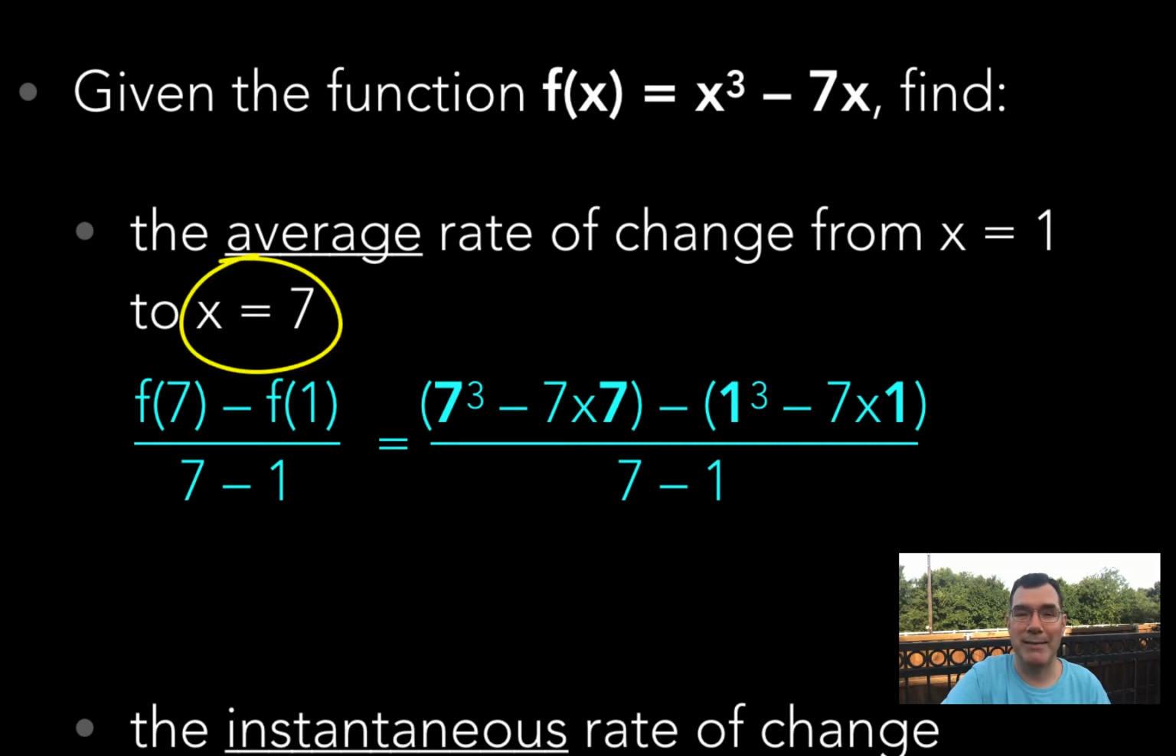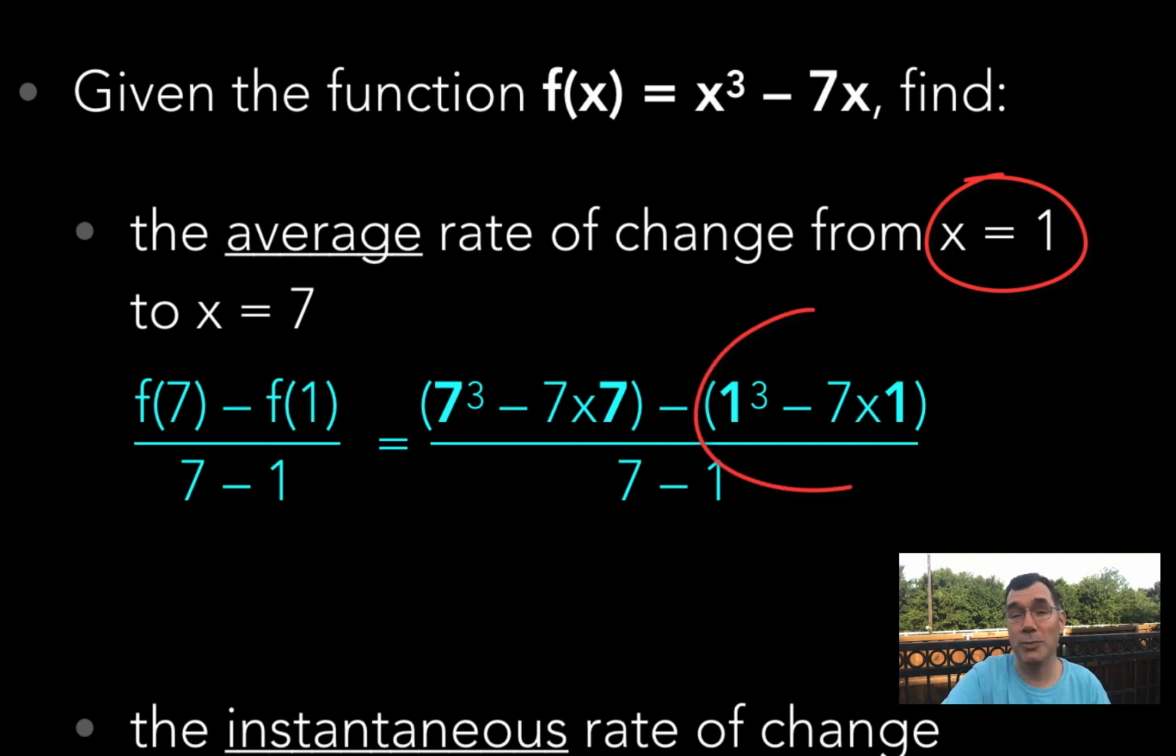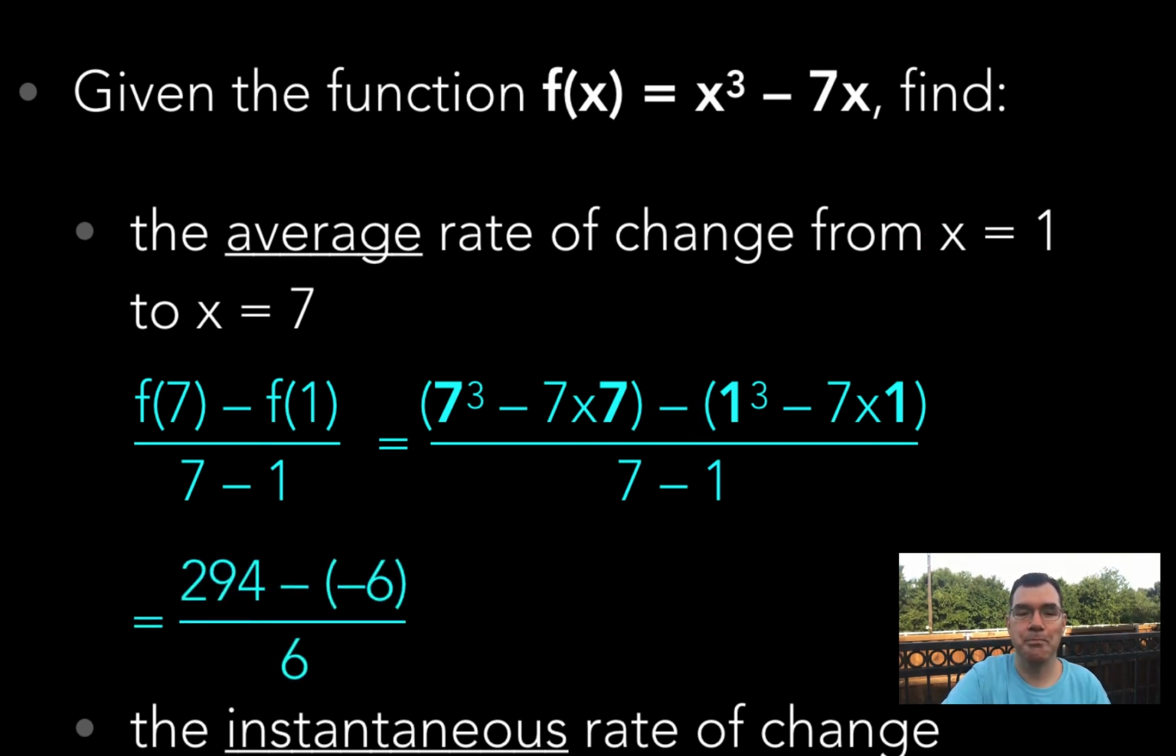So when I plug in 7, I get 7 cubed minus 7 times 7, and when I plug in 1, I get 1 cubed minus 7 times 1, and all of that goes over the same x as 7 minus 1. And that would get me an answer of 50. So the average rate of change from x equals 1 to x equals 7 would be 50, whatever my units would happen to be for that.